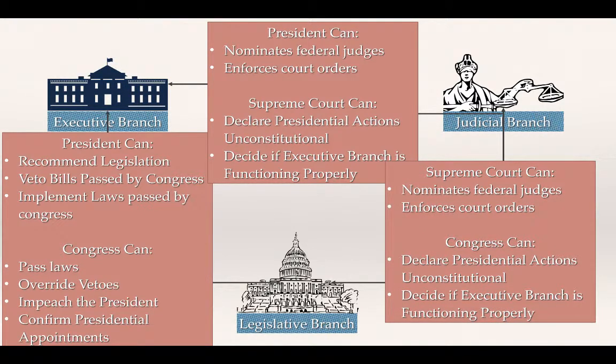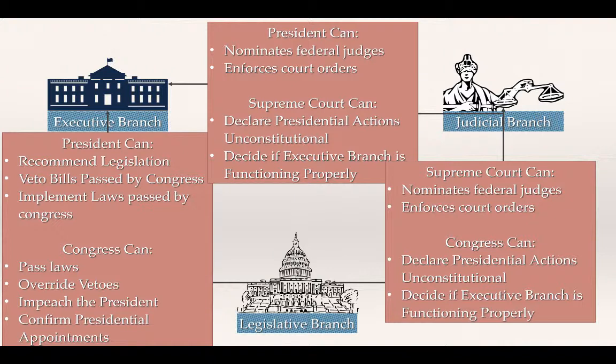So basically when we look at this, the president can do certain things from the executive branch. The president can nominate federal judges and enforce court orders. The president can also recommend legislation, veto legislation, and implement laws passed by our Congress. Now each branch that the president interacts with, the Supreme Court or the judicial branch, and the Congress, the legislative branch, can also do certain things to keep the president's power in check.